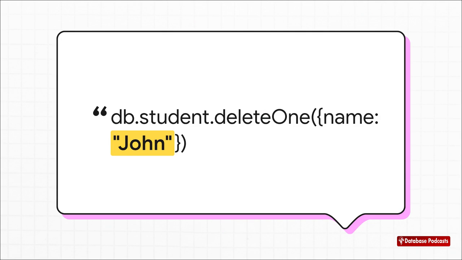Well, the syntax is incredibly clean. You just call deleteOne on whatever your collection is, in this case, student. The most important part here is the filter you pass in, that name equals John part. That's your instruction, telling MongoDB exactly which document you're targeting. Now, here's the really crucial thing to remember about deleteOne. Even if there were 10 documents with the name John, this command would still only delete the very first one it finds. It's built for that kind of precision.